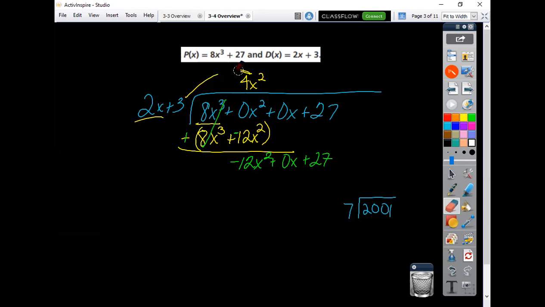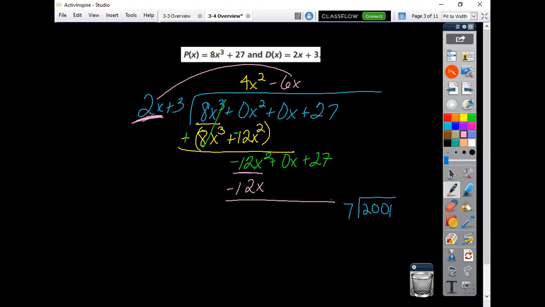Take this little guy out of here from that last step. 2x times what will give me my negative 12x squared, and I would say negative 6x. Now multiply it times each part. Negative 6x times 2x, negative 12x squared. We made exactly what we needed of that leading term. And then negative 6x times 3, that's a negative 18x. So that's what I've now created. It's like you're subtracting that away.